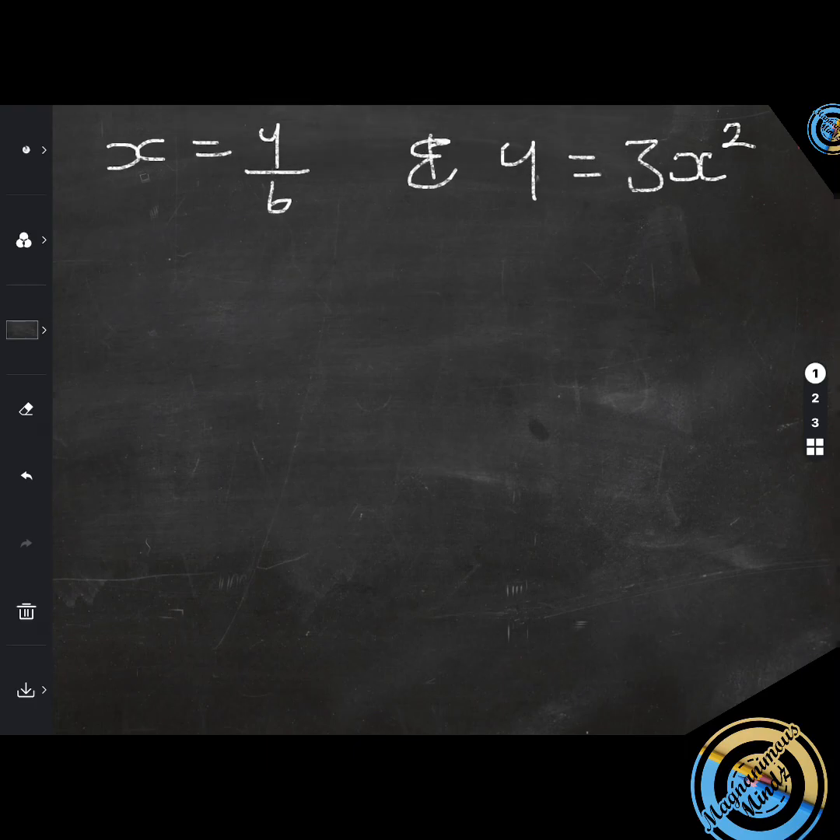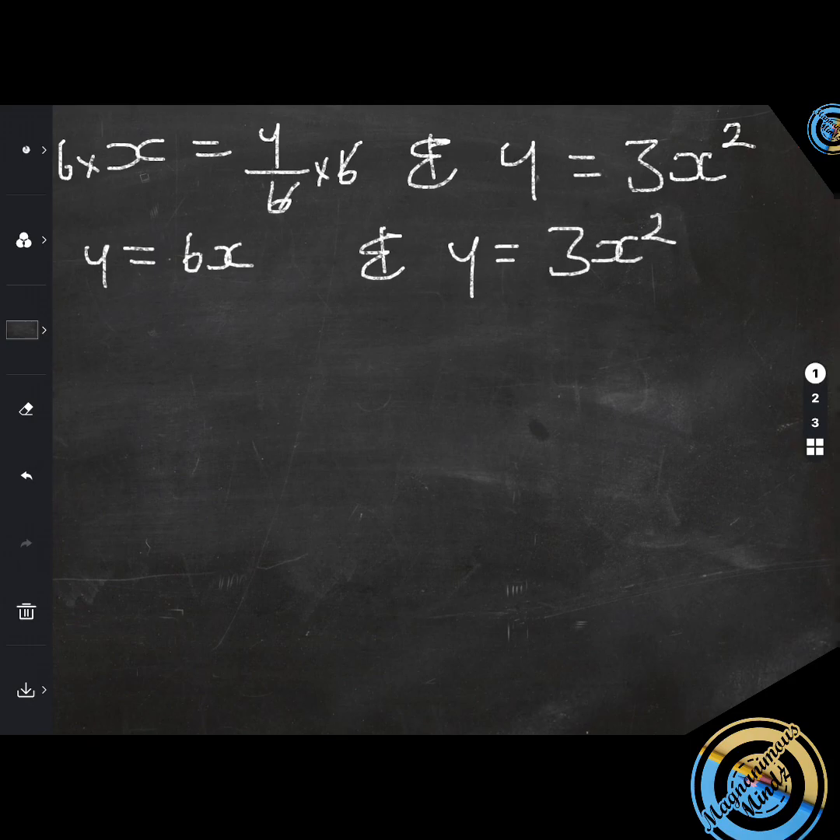To calculate the point of intersection, you have to make the same variable subject of the formula in both equations. So this side it says x equals, so let's make it y equals. For us to do that, we'll multiply both sides by 6, and this 6 will cancel this 6. So we have y equals 6x and y equals 3x squared. Therefore, let's call this y1 and this y2.